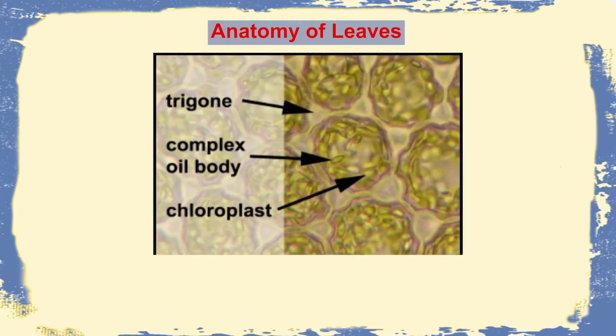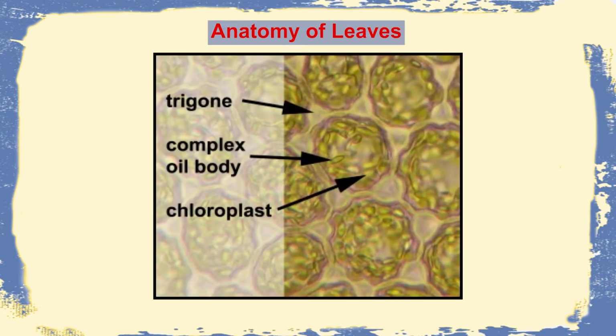When the anatomy of the leaves is seen, they are seen to consist of complex oil bodies. So the presence of oil bodies itself suggests that they provide nourishment. There are also chloroplasts within each of these cells. The chloroplasts help in the process of photosynthesis and give them the green coloration. And there are also trigones, which are basically certain cell wall thickenings found in plants like Porella.